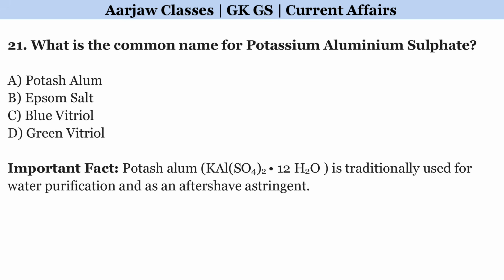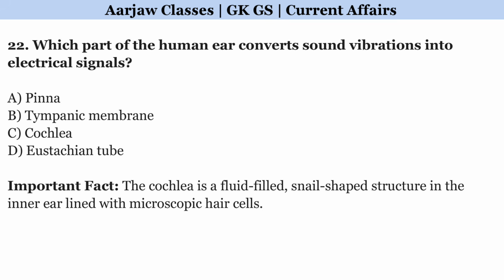What is the common name for potassium aluminium sulfate? Correct option is A. Potash alum. Which part of the human ear converts sound vibrations into electrical signals? Correct option is C. Cochlea.